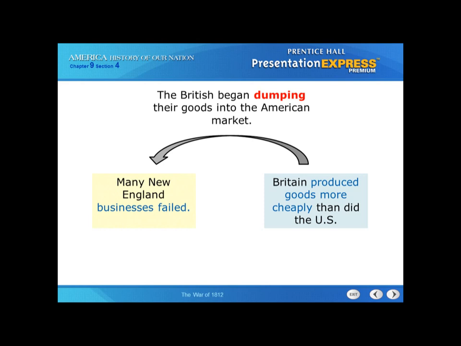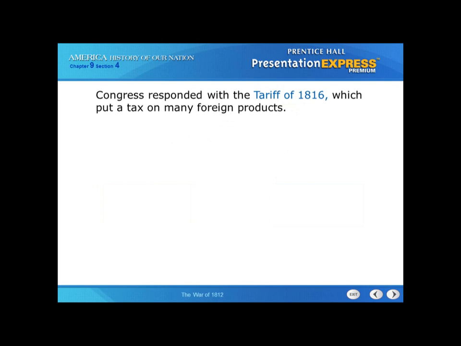And Americans are buying it. It's a good product. It's cheap. Why would you buy the American product when it's more expensive? So again, as you can see, many New England businesses failed. Factory owners asked Congress for protection. Congress responded with the Tariff of 1816, which put a tax on many foreign products.